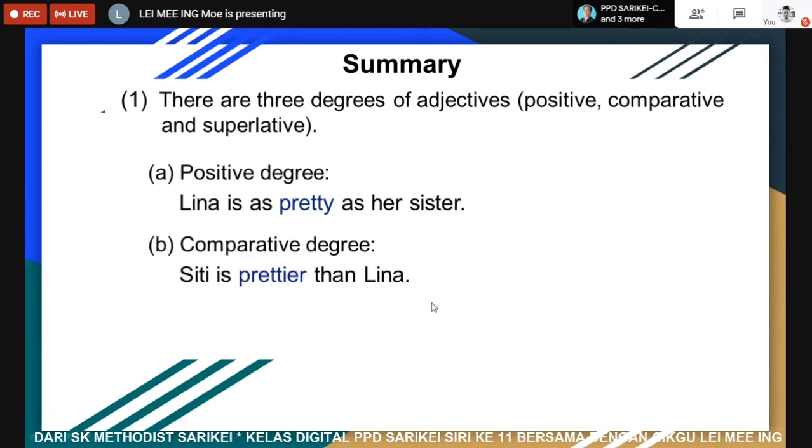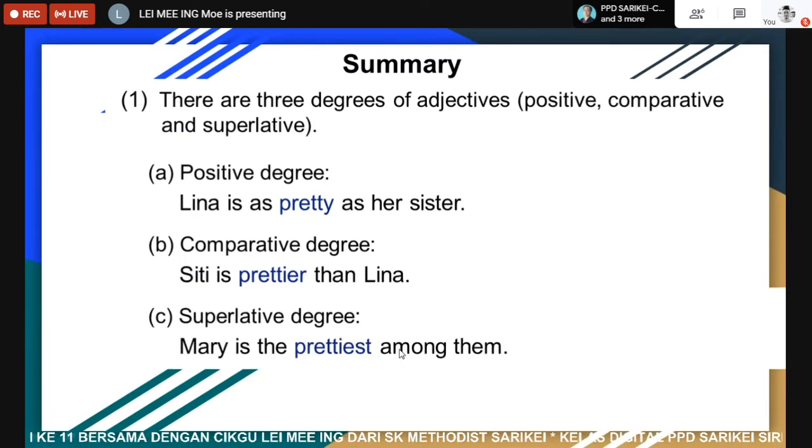For comparative degree, when we are comparing unequal nouns, normally we can see than in our comparative sentence. For example, Siti is prettier than Lina. The third degree, superlative degree. Normally, we can see the in our sentence. So Mary is the prettiest among them. As and as for positive degree, then for comparative degree, and the for superlative degree.